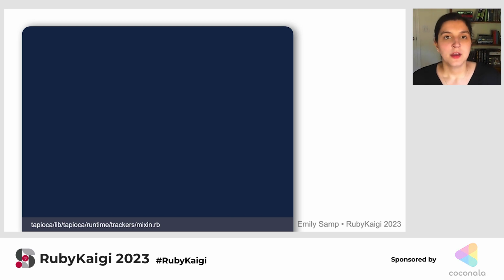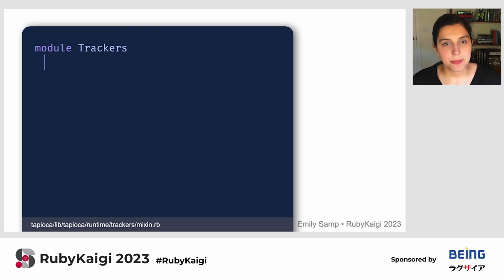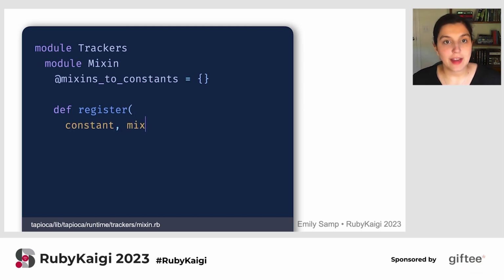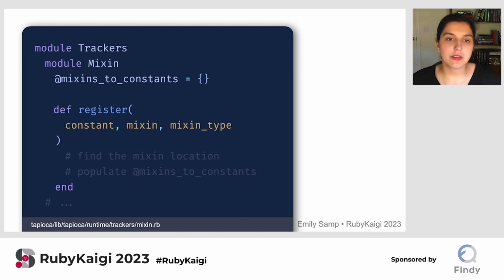To do this, we introduced a new singleton object in Tapioca called the mixin tracker. The mixin tracker keeps a reference to a hash called mixins to constants. This is the hash that will store all the information we just talked about. The hash is populated by a method called register, which takes as arguments 3 of the items we mentioned on the previous slide: the constant receiving the mixin, the constant being mixed in, and the type of mixin. In the method body, we find the mixin location, and we'll come back to how we do that in just a moment, and then we use this information to populate the mixins to constants hash.